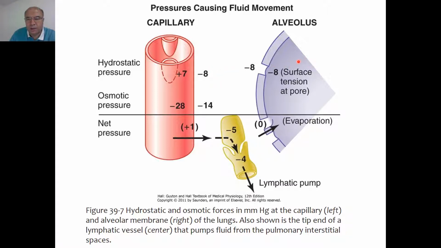So on the surface it is -8, then due to there is a zero net pressure here, it is +1 in the arterial part. So if you calculate the forces towards the interstitium or from the interstitium into the capillary, we will see in the table. Let's see the table.